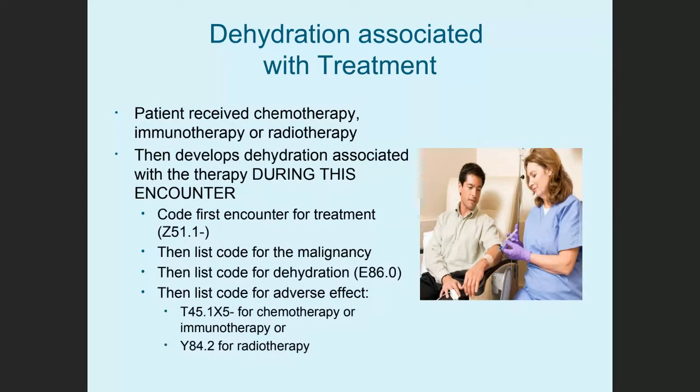And just like we saw before, you're going to do first code for encounter for treatment, a Z51 code, malignancy, dehydration, adverse effect. So it's the same as the previous slide, it's the same as it was for anemia, that first you do the Z51 code, whichever one is appropriate.